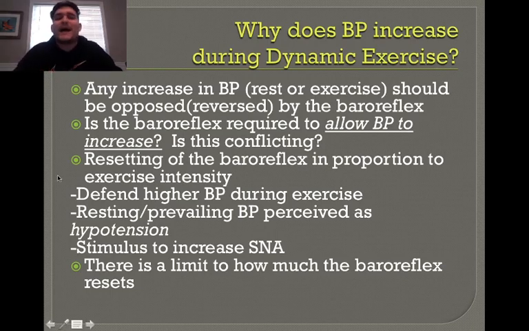And the reason behind that is because we're going to have an ultimate resetting of the baroreflex that's in proportion to the exercise intensity, right? So as you go from rest to light physical activity, you're going to see an increase in blood pressure.